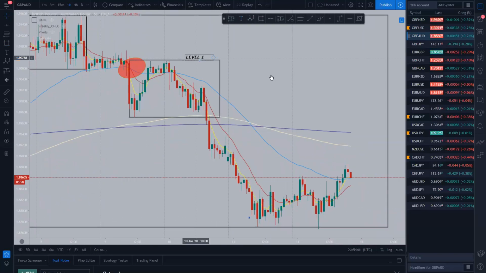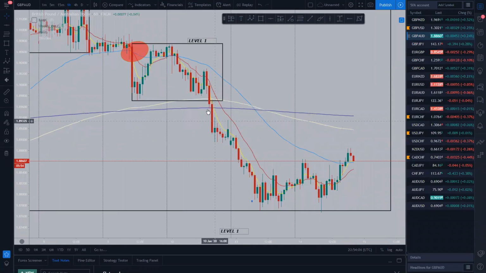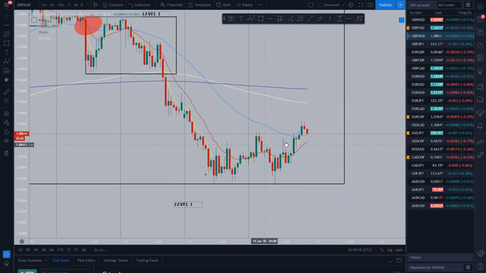Okay, it's my level 1 consolidation. And then guess what? Price comes out of the box, right in here. And it really has a lot of momentum on the downward side. A lot of momentum coming down. So it comes down here and closes above.